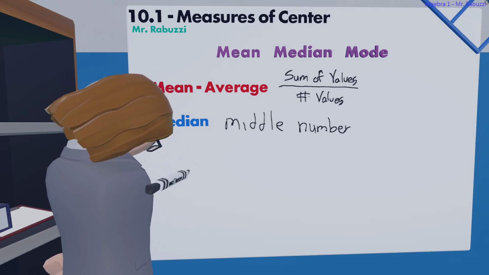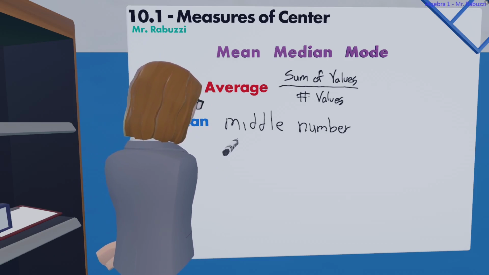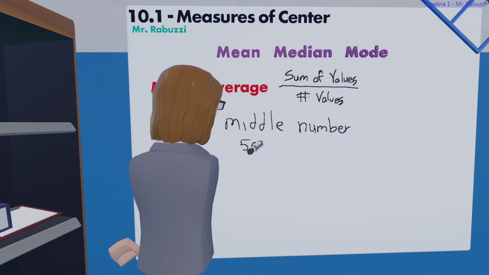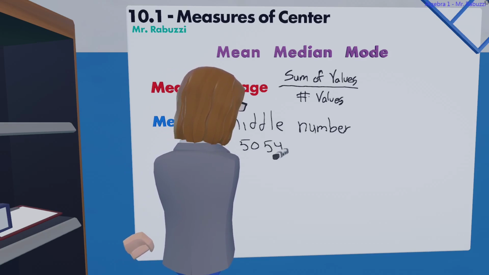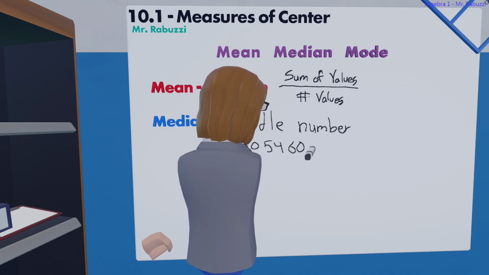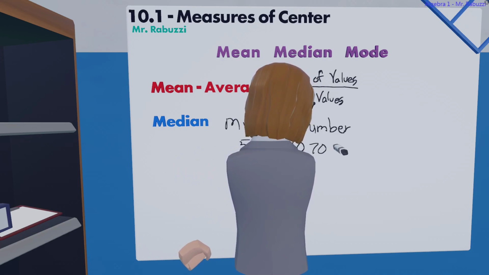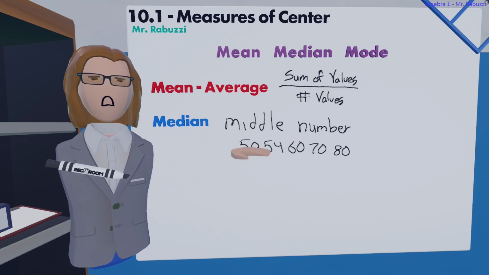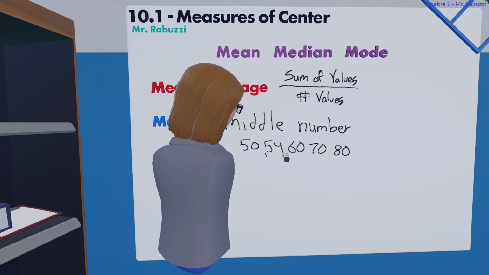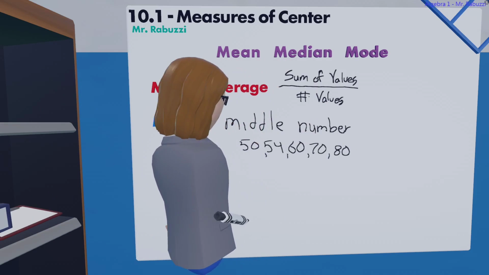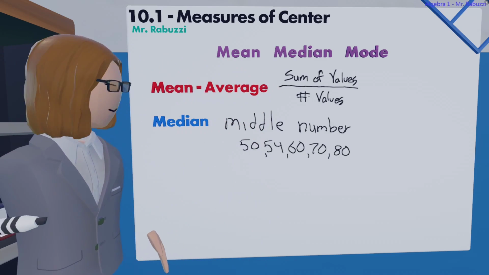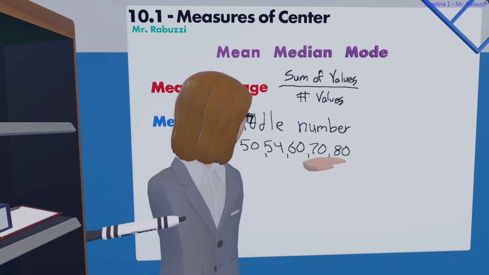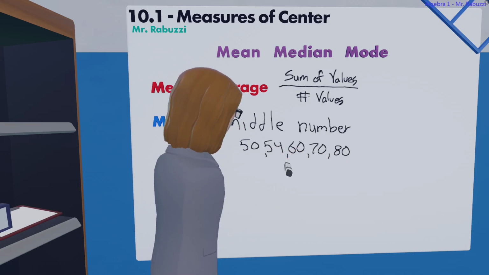This one's a little harder to understand without a picture. So if I have my test scores and somebody got a 50, somebody got a 54, somebody got a 60, somebody got a 70, somebody got an 80. So what if I have 5 people in my class? There's their test scores, right? 50, 54, 60, 70, 80. To find the median, this is easy because it's very small. I can just look 1, 2, 3, 1, 2, 3. The 60 is in the middle.